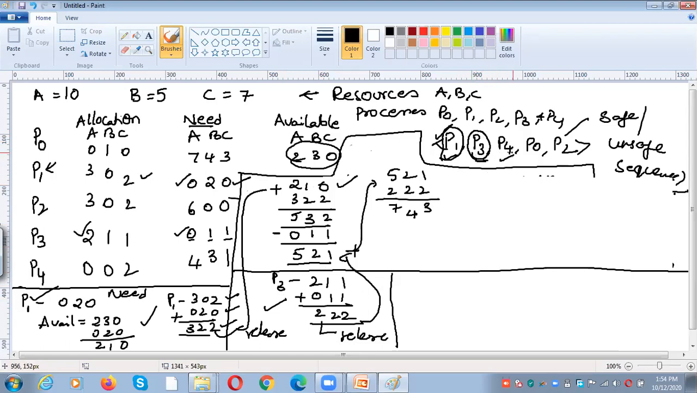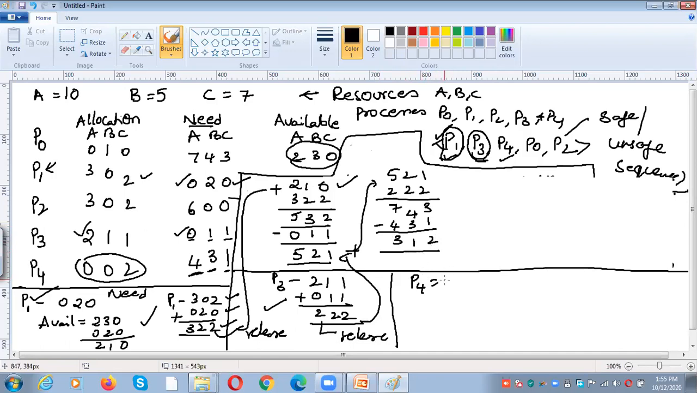So we need to talk about P4. Next, we need to give resources to P4. P4 already has 0 0 2 allocated. Now it requires 4 3 1. So you need to give 4 3 1 to P4. Already available is 7 4 3. You are going to assign 4 3 1 from 7 4 3 by subtracting: 3, 1, and then 2. So 3 1 2 are available now.